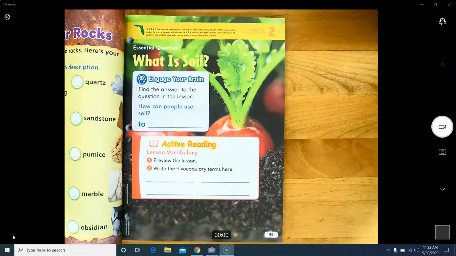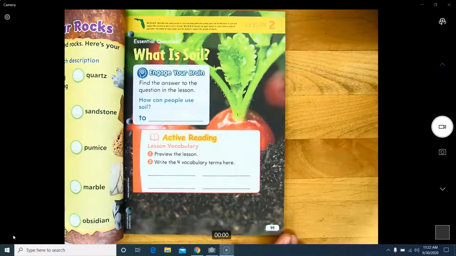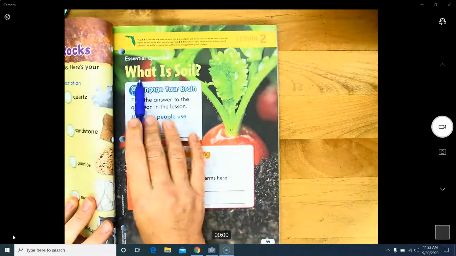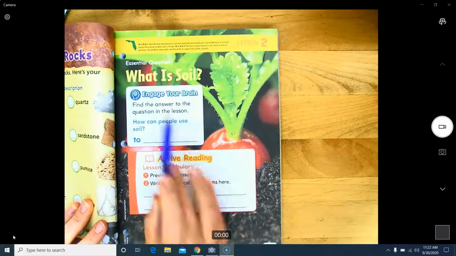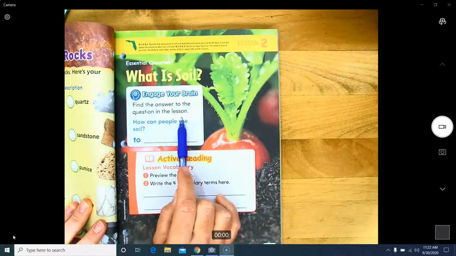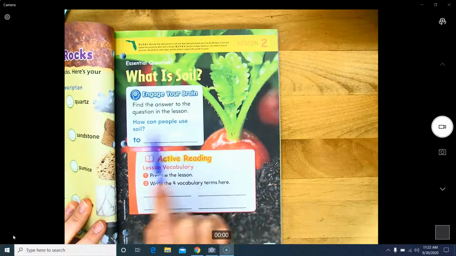Okay, get out your science books. We're going to lesson 2 on page 99. This lesson is focusing on soil. What is soil? Engage your brain. Find the answer to the question in the lesson. How can people use soil?